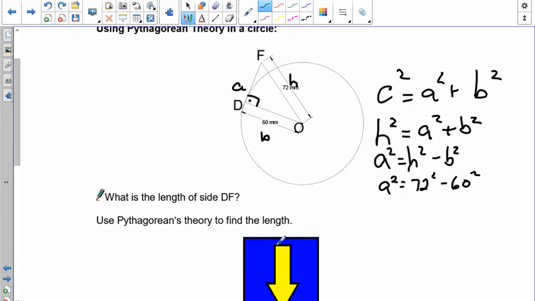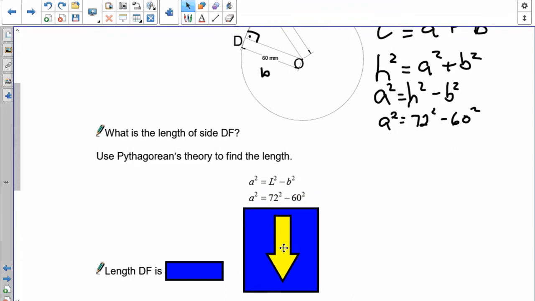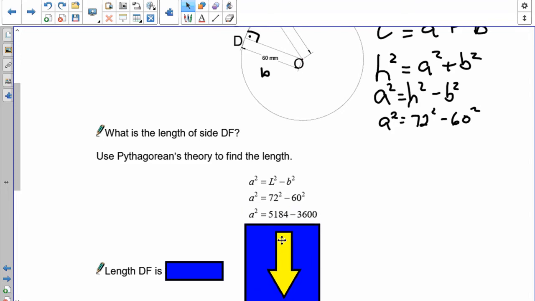So now I'm going to move down here to this other part so we can just have the numbers done for us. So there is our formula. L was given as length. That doesn't matter. It's going to be h or c. So we have a substitution here, 72 squared take away 60 squared. Now 72 squared is 5,184. 60 squared is 3,600, and then you have to subtract them. Remember, order of operation, exponents come before subtraction. That leaves me with 1,584 being a squared.